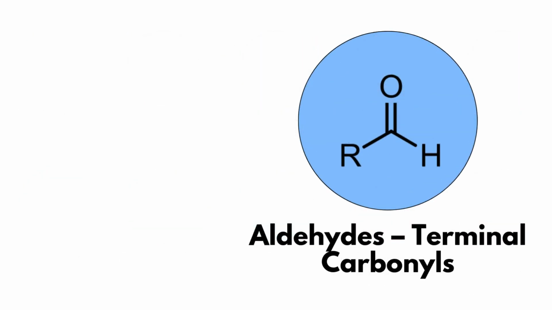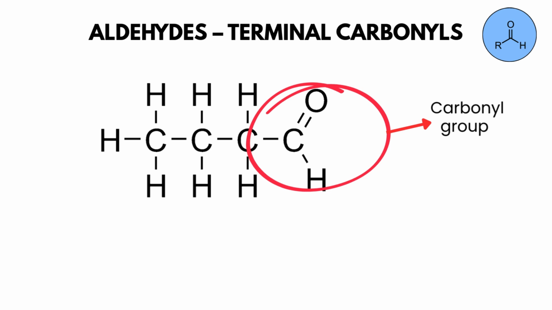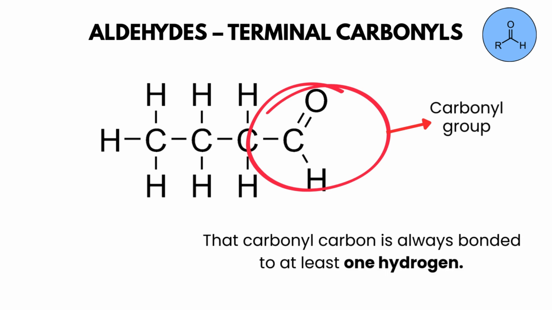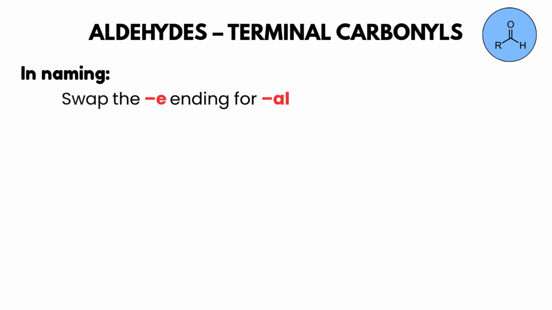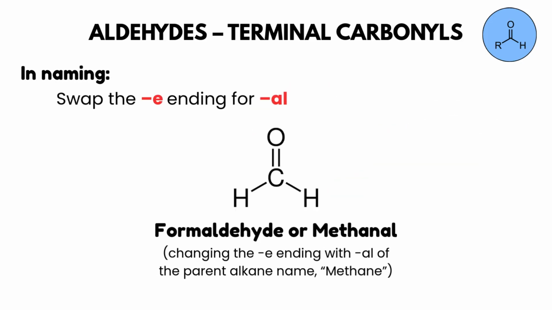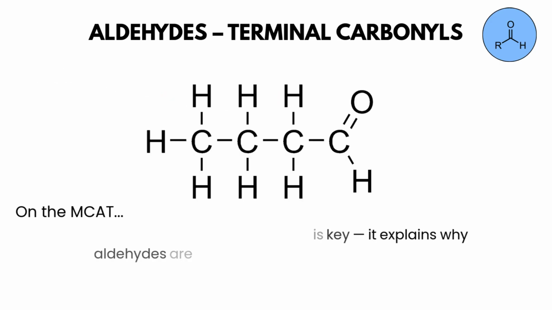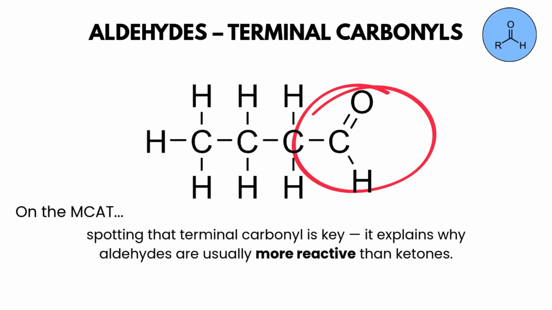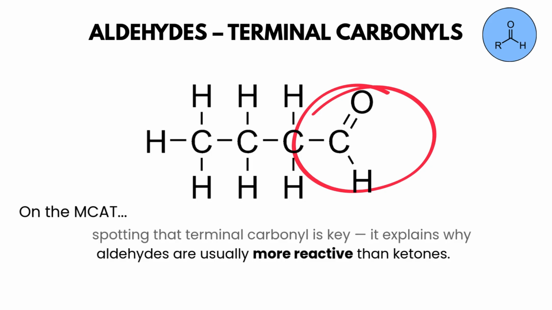Aldehydes: terminal carbonyls. An aldehyde has a carbonyl group at the end of a chain. That carbonyl carbon is always bonded to at least one hydrogen. In naming, swap the E ending for al. The simplest example is formaldehyde, or methanal. On the MCAT, spotting that terminal carbonyl is key. It explains why aldehydes are usually more reactive than ketones.